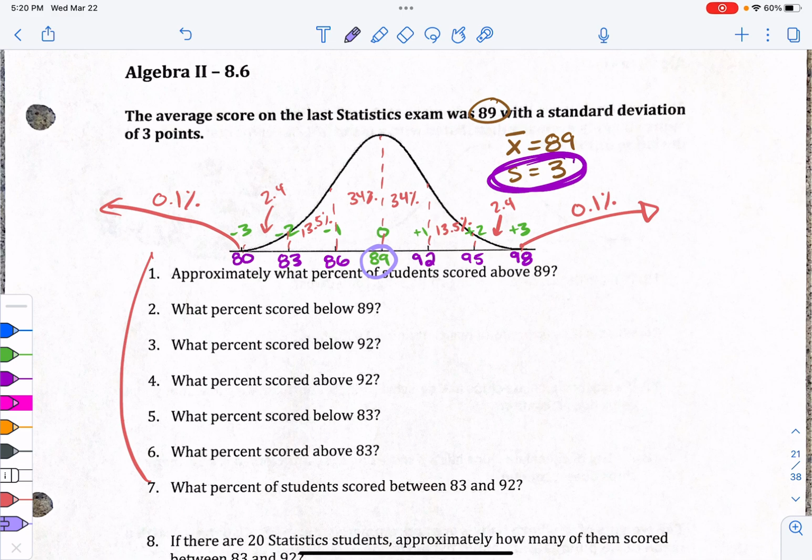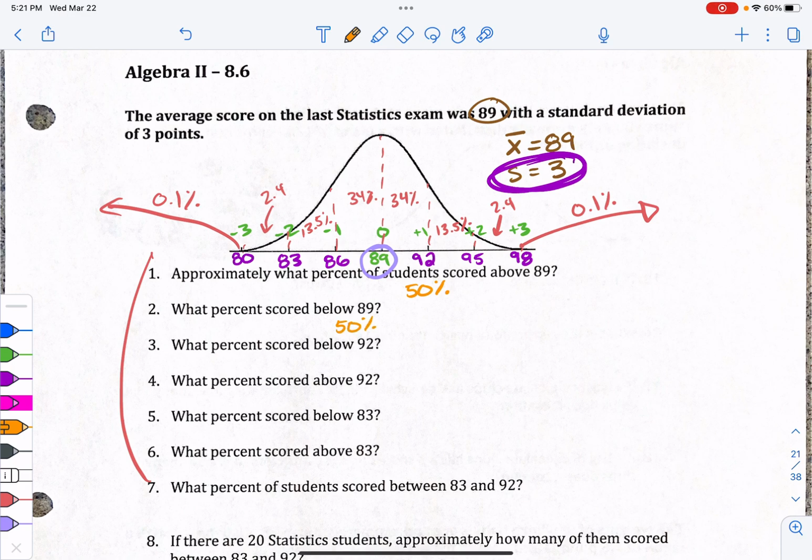Okay, so 89 is the one in the middle there. Approximately what percent? Now, 89 is exactly in the middle, okay? And the way that this is separated is that if 89 is average, then 50% of the people should be above you and 50% of the people should be below you. So if you are on that 89 mark, 50% scored above you. Number 2 says what percent scored below an 89? That would also be 50%.